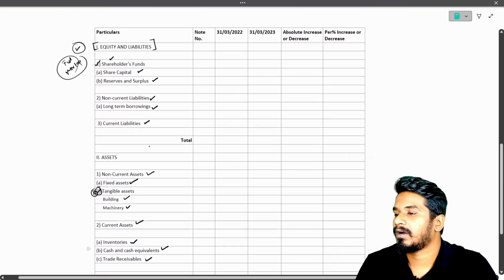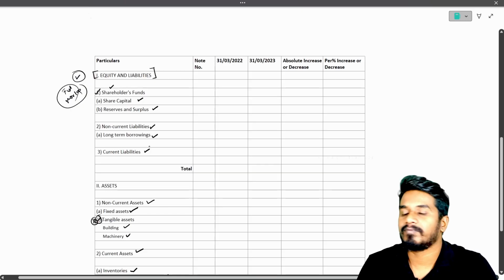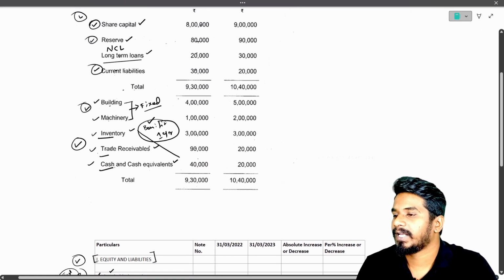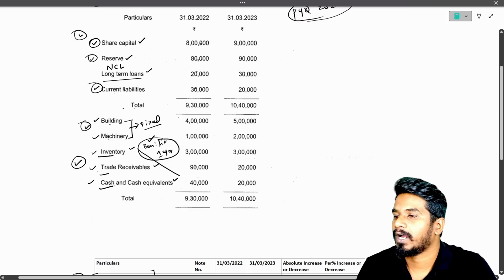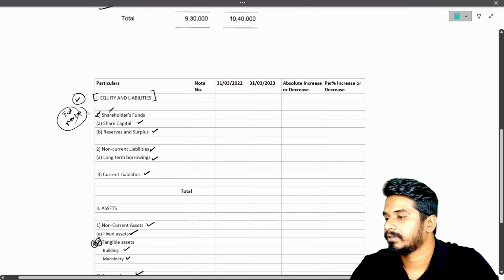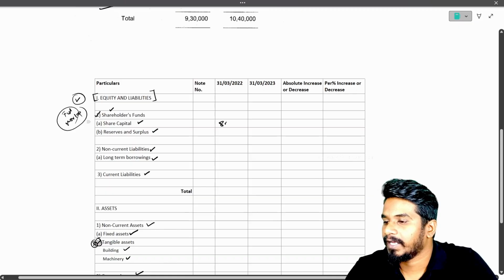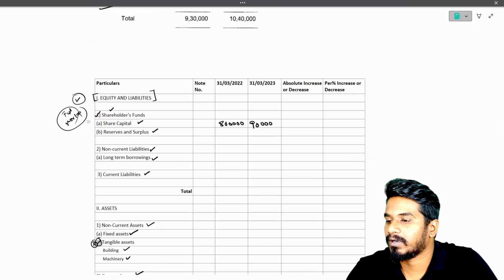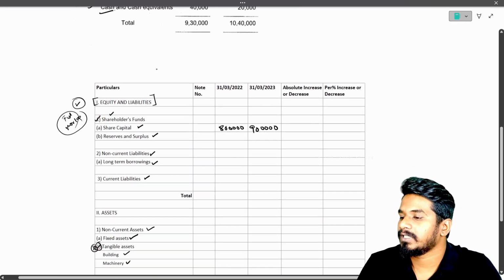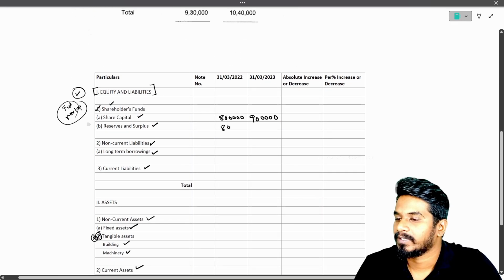So let us put the amounts, and then we'll solve the question. For share capital, 8 lakh rupees for 22, and 9 lakh rupees for 23. And again reserves, 80,000 and 90,000.